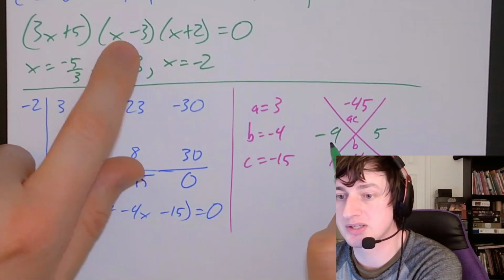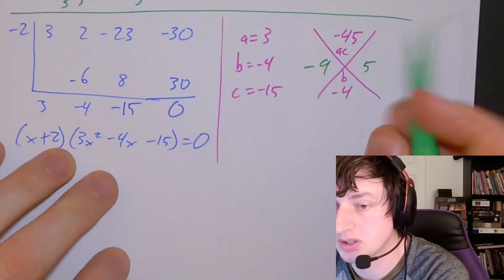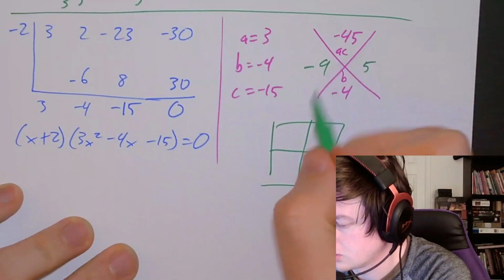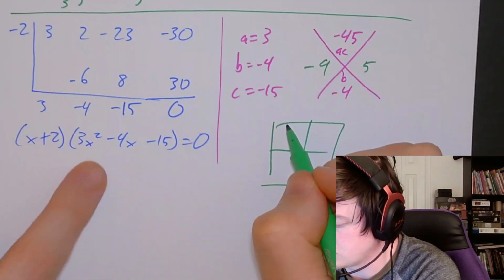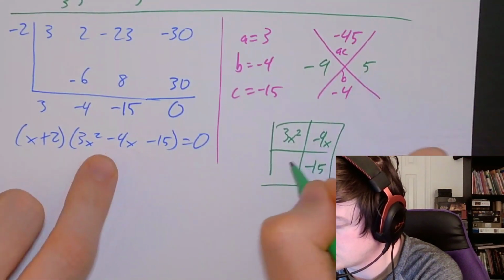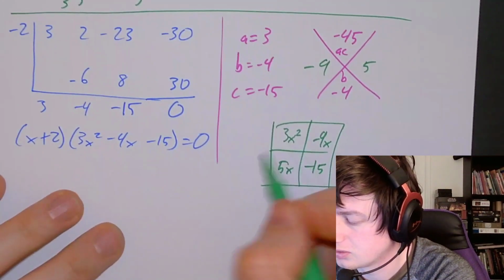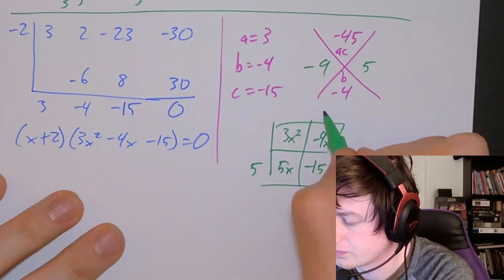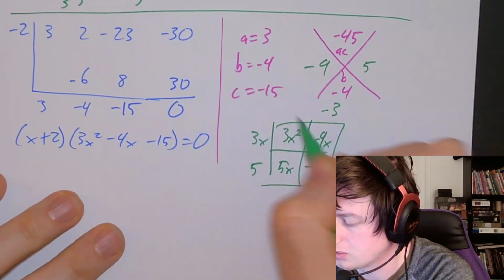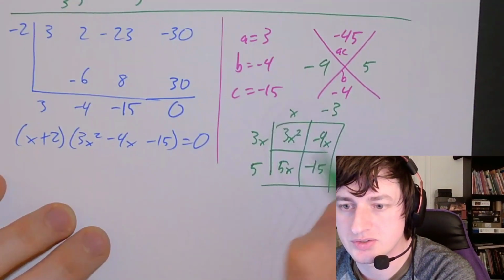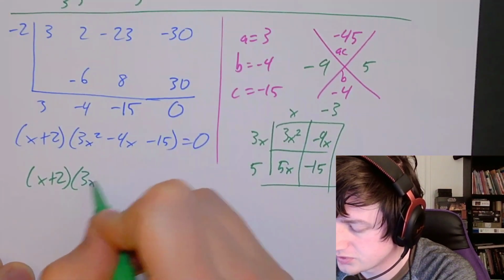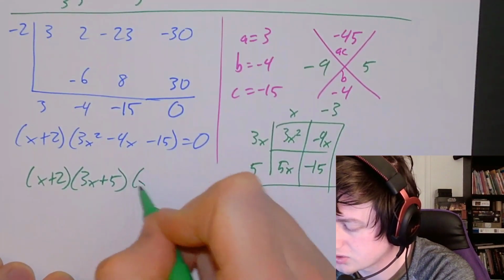So the answer, we already know the answer. It's not my x minus 9 and x plus 5. We need to put it in a box. So it's this box. It's a 3x squared, a -15, a -9x, and a 5x. And so we get 5, -3, get a 3x this way, and we get an x. And so our final answer is x plus 2 times 3x plus 5 times x minus 3.